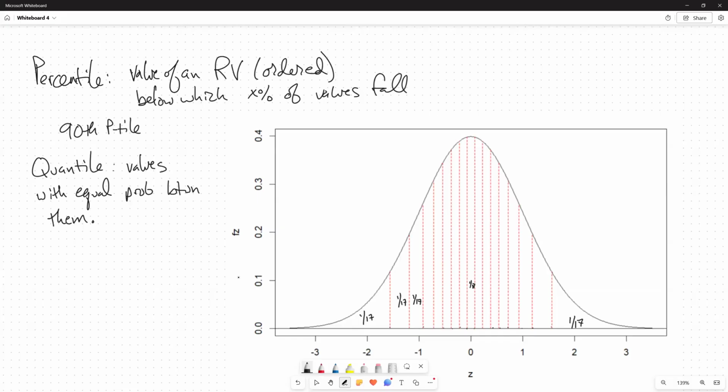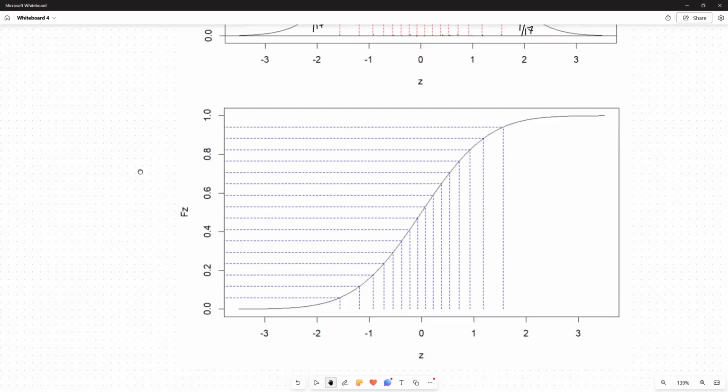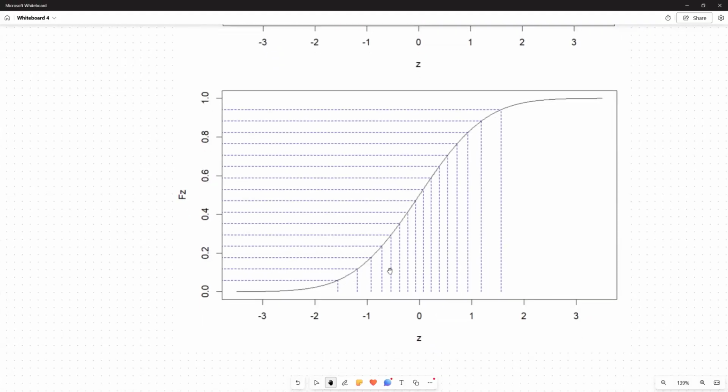And we're actually going to go over to Python to do that. But I forgot I wanted to show you this. So we looked at the PDF, now we have the CDF. So here are those equally spaced values, the Z values, right? If we go up to the CDF curve and come over, you can see that they're not evenly spaced on the Z axis, but they are evenly spaced on the cumulative probability axis, which makes sense because we said they had equal probability in between them.